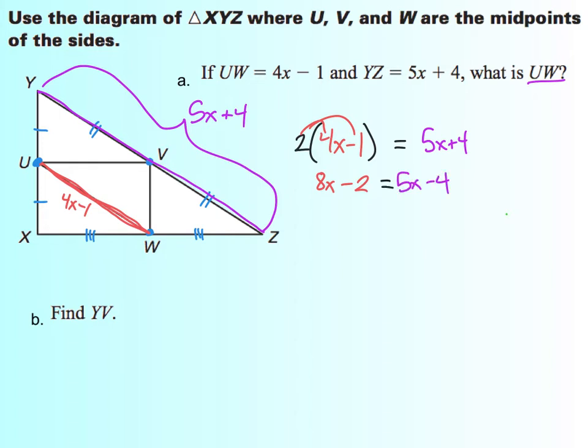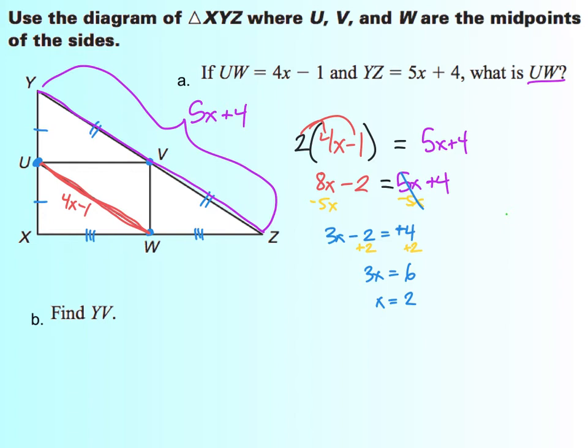All right. To solve this, I'm going to subtract the 5x, and that will get me 3x minus 2 equals, and the 5x goes away, there it's a negative 4. Sorry, that should be a positive 4. And now when I add 2, I end up with 3x equals 6, so x is equal to 2.